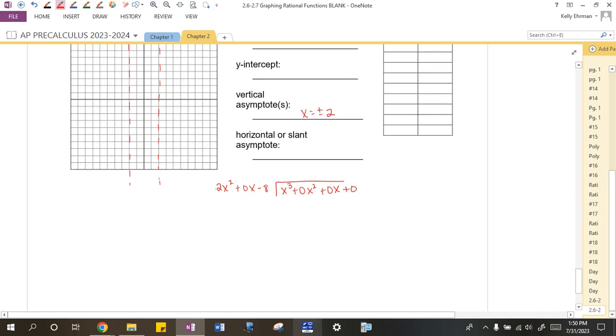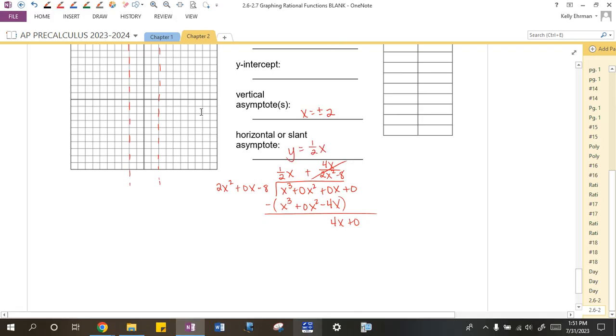What do we multiply 2x squared by to get 1x to the third? Well, if you need 2 to go down to 1, you multiply it by 1/2 x. So that's going to make this x to the third plus 0x squared. 1/2 times 8 is minus 4x. X cubes cancel, 0x squared. This is 4x. That's a remainder because it's a degree lower than what we're dividing by. We don't care about the remainder. The slant asymptote is y equals 1/2 x.